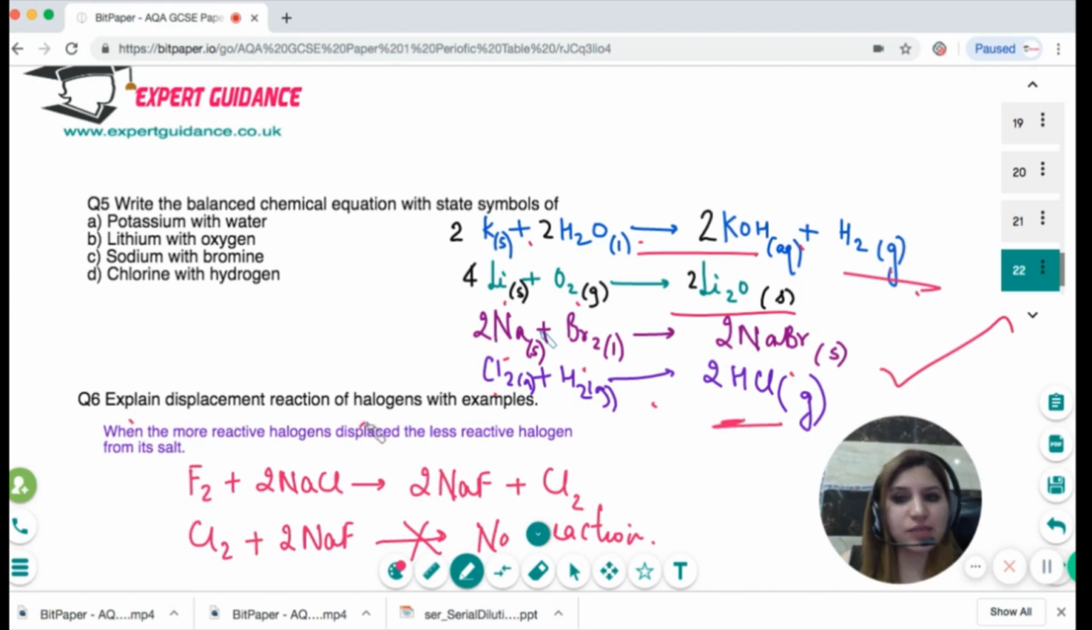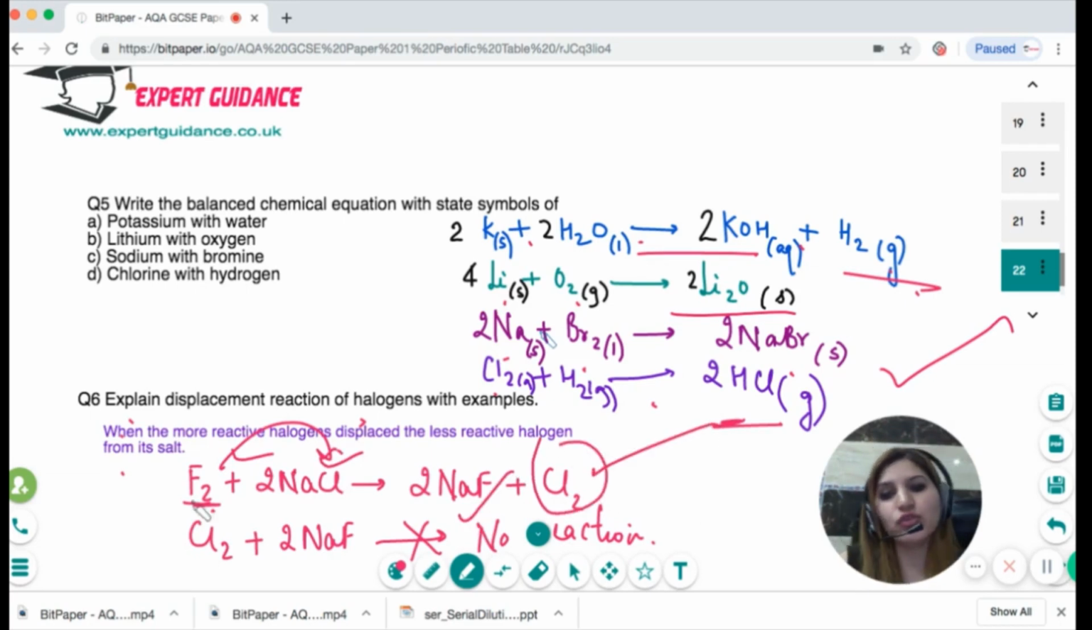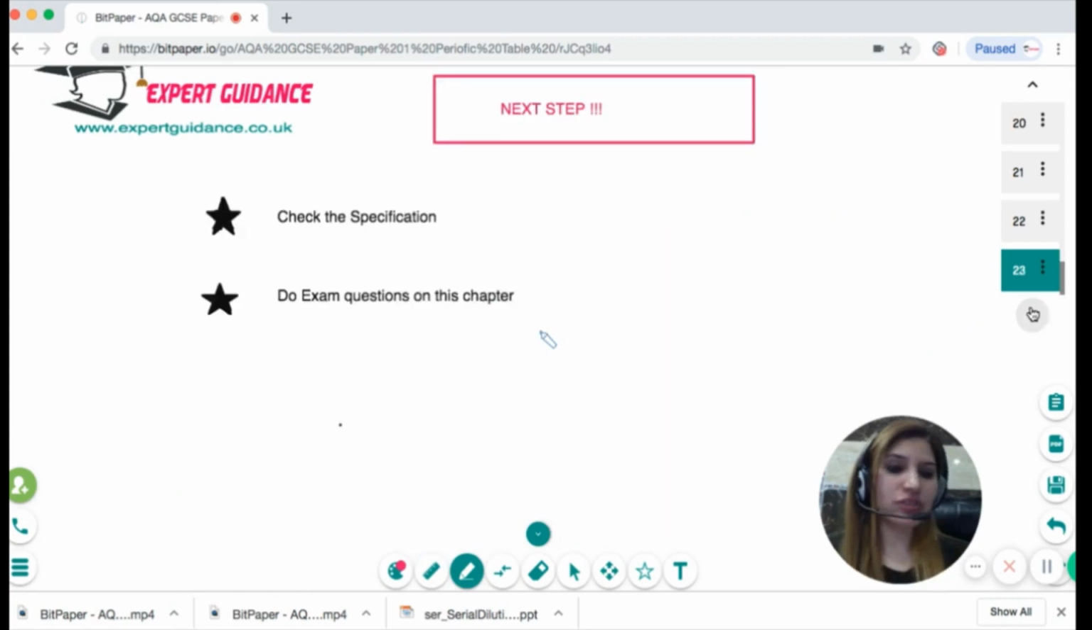Explain displacement reaction: it is when the more reactive halogen displaces the less reactive one from its salt. So fluorine, being more reactive, can displace the less reactive halogen in the compound, forms a compound itself, and displaces the other one, which is chlorine. But if we do it the other way around, chlorine, being less reactive, cannot take the position of fluorine in NaF, so no reaction. Okay, so I hope this chapter is well clear to you.